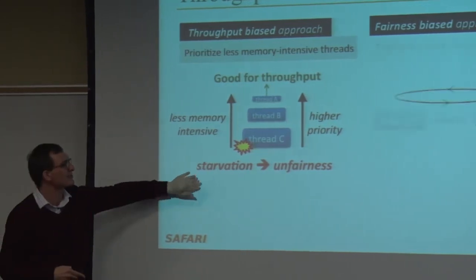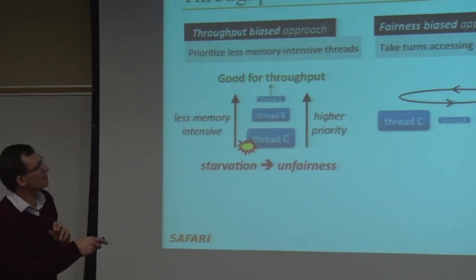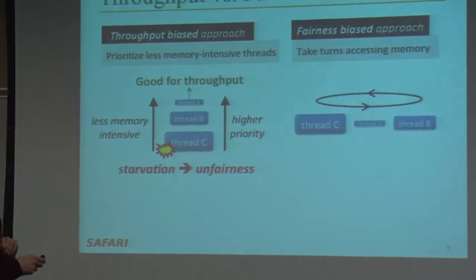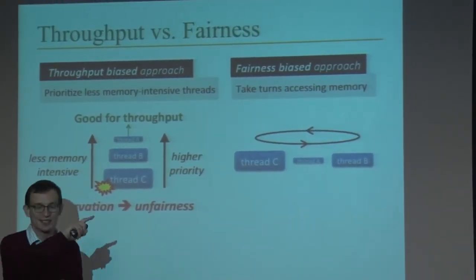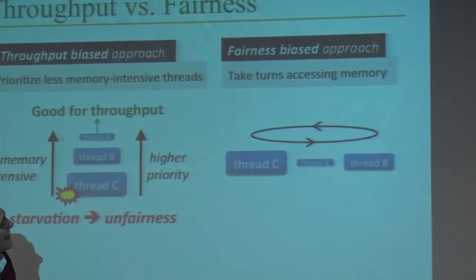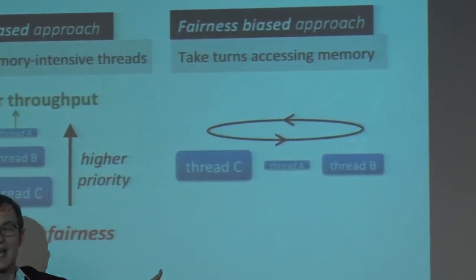This leads to unfairness. If you want to have a pure fairness-based approach, one idea of fairness is to do round-robin scheduling. Right? Basically, provide turns to each thread such that it can access memory for a while.